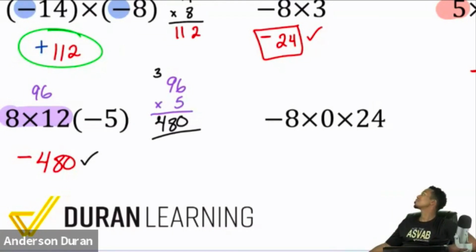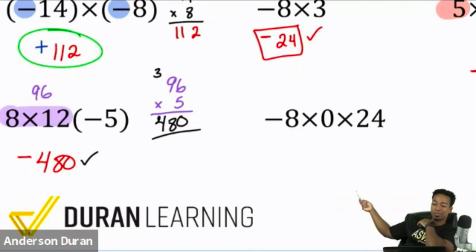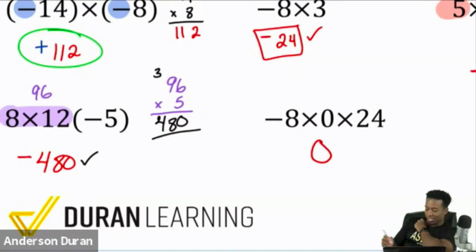Negative 8 times 0 times 24. Everybody, do we need to worry about the sign? What do we notice? What's the answer automatically going to be? Exactly. It's going to be 0. Anything multiplied by 0 is 0. So we're good. The answer is going to be a big fat 0 right there because we're multiplying by a 0 right here. Multiplying by 0, you're going to end up at 0.